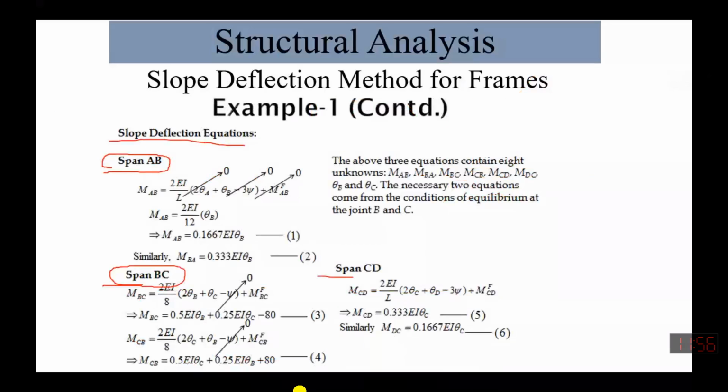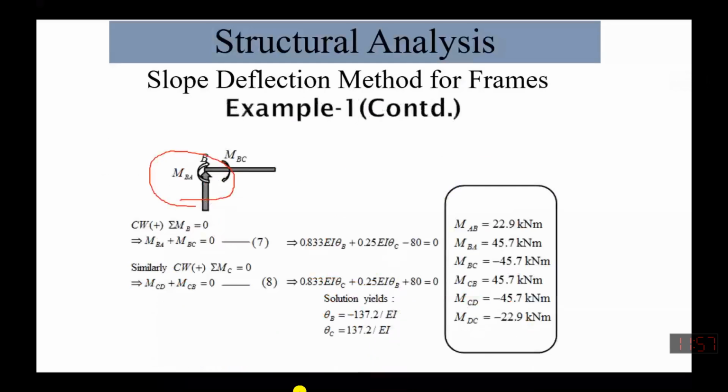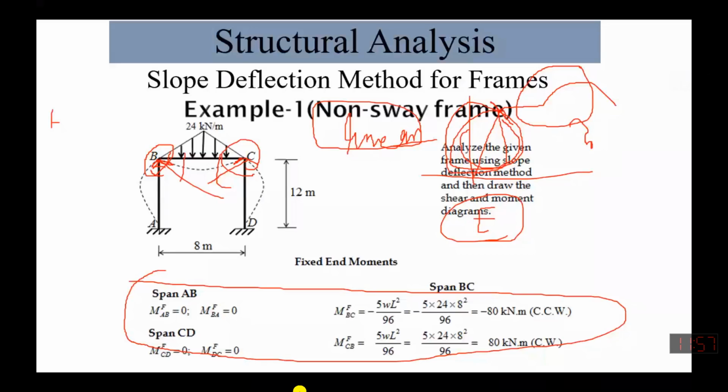So for these spans, we have written 6 equations now. You see 2 equations within each span. And then we write down the conditions of equilibrium: sum of moments at B equals 0 and sum of moments at C equals 0, and we find out the end moments. So this is a simple procedure as we have done in the case of beams. So you need to remember the steps. You can solve any problem with the slope deflection method.